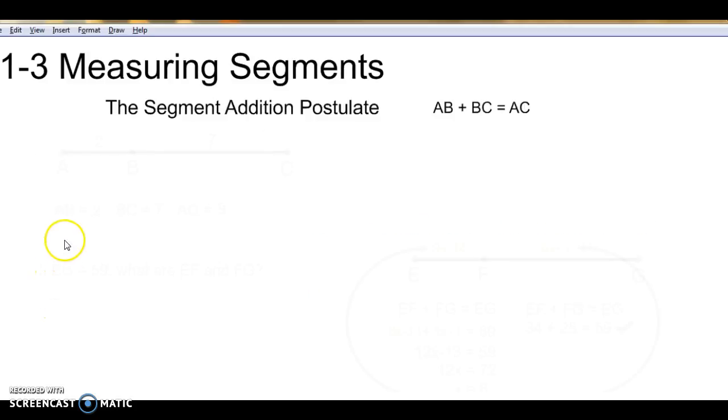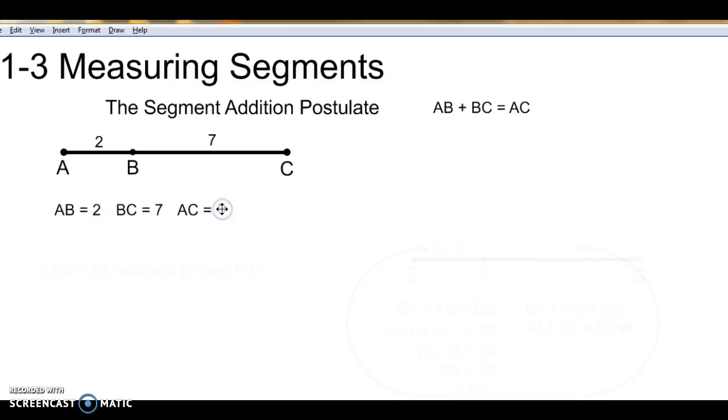Now that we know how to find lengths of segments, let's look at segment AC without coordinates, but with lengths. What is the length of segment AC? 2 plus 7 equals 9, is what I'm hoping you got. I like to think of the segment addition postulate as this little guy added to this little guy will give me the great big guy.